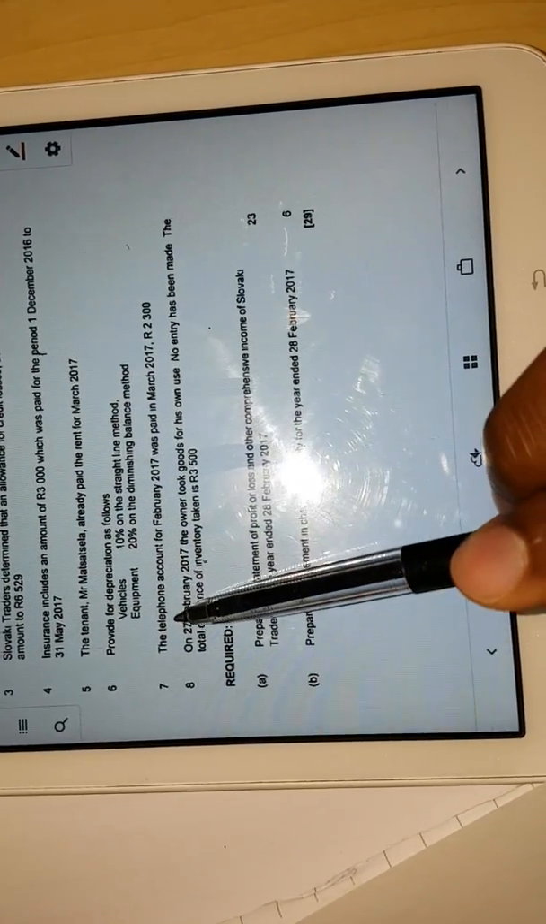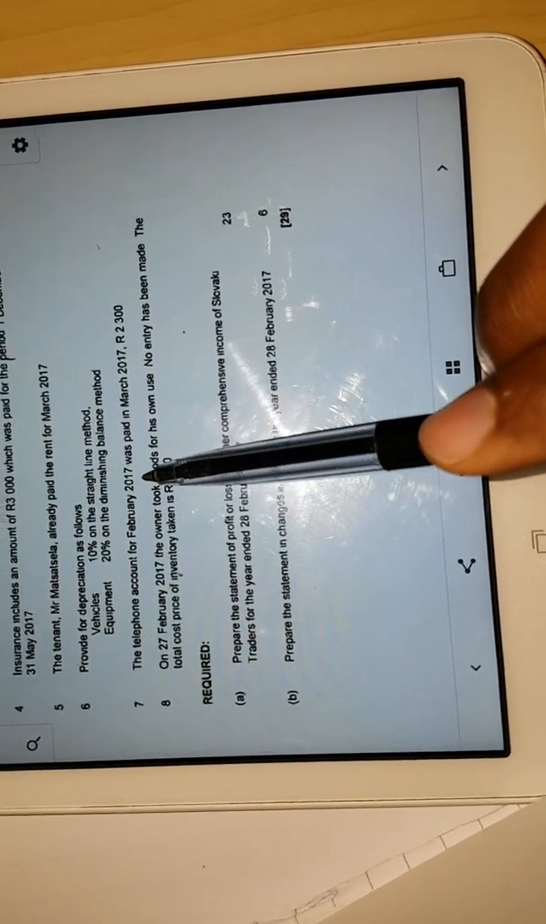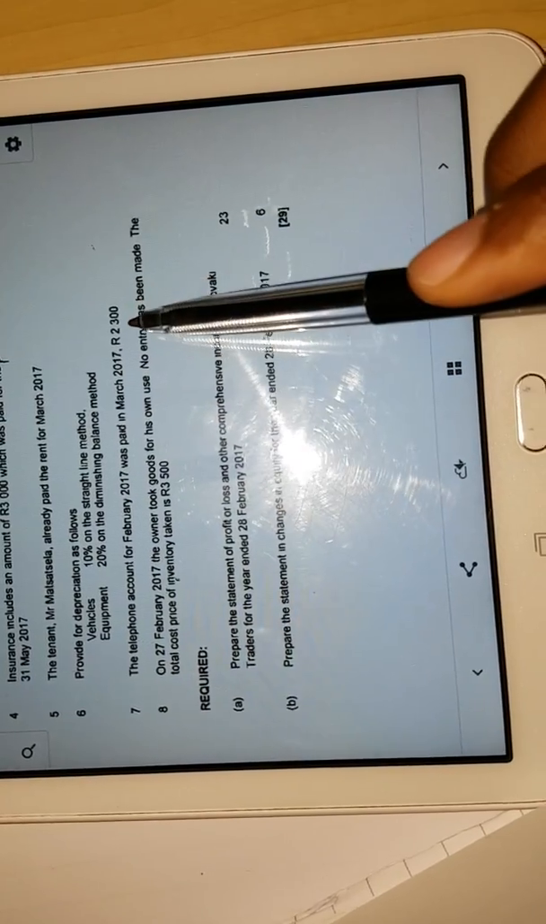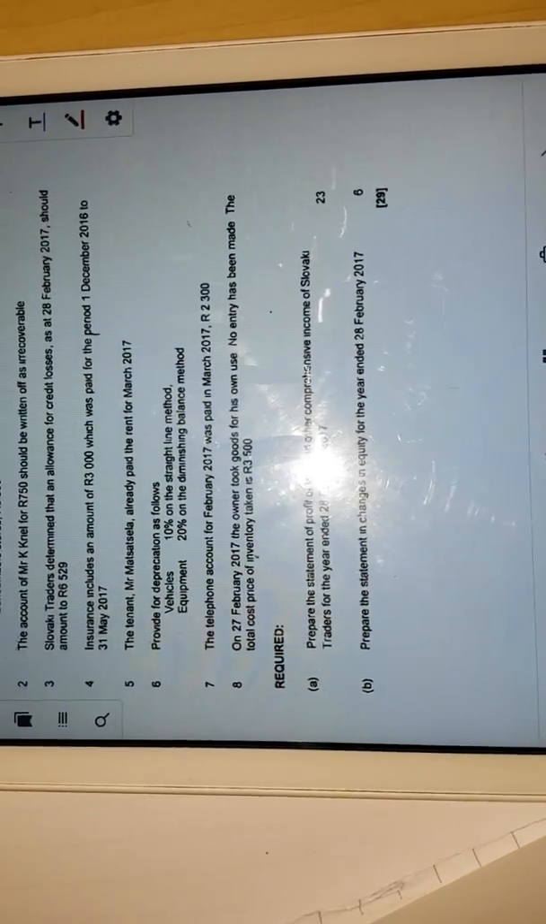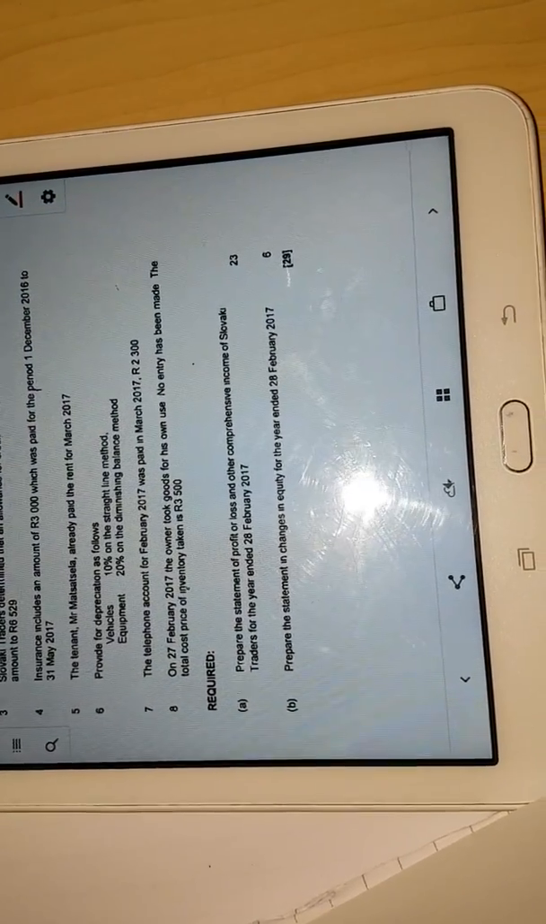So telephone expense is how much? It's 5,040. Do you have any telephone expense here? We have insurance. Okay. We don't, yeah, we do have telephone expense. Let's read on number 7. The telephone account for February was paid in March, 2,300. So okay, let's see what they want here.